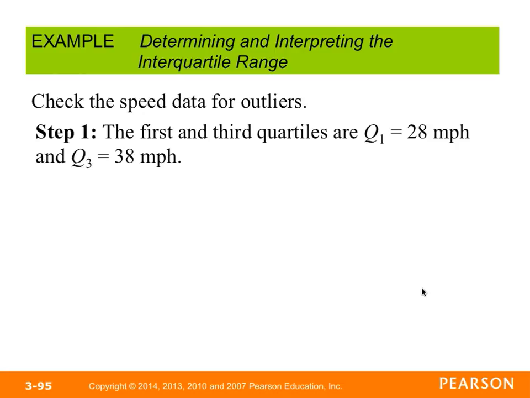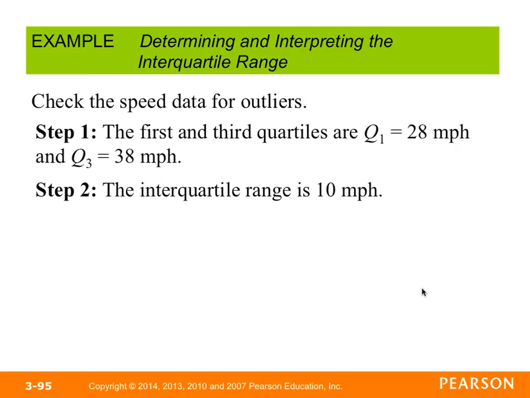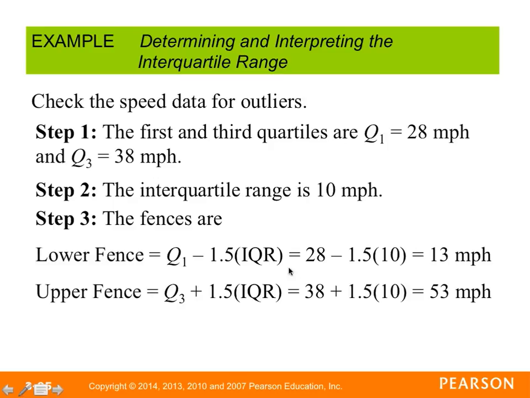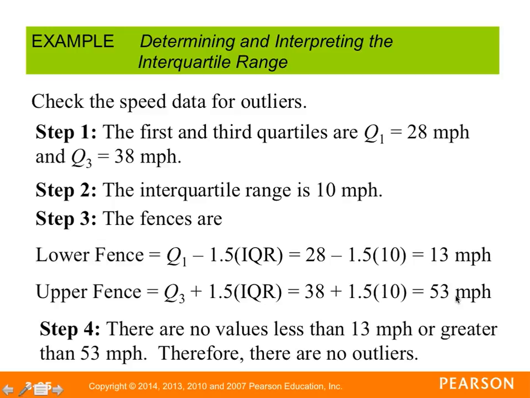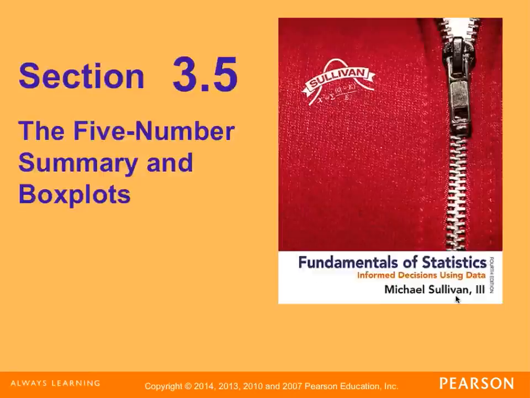The first quartile was 28 and the third was 38. The interquartile range was 10. So for the lower fence, we take our 28 and we subtract 1.5 times 10 and we get 13 miles per hour. For the upper fence, we take our 38 and we add 1.5 times 10, which was our interquartile range, and we get 53. So there aren't any values that are less than 13 or greater than 53, so there are not any outliers. And this is using our original data. This would certainly be different if we included our 100 mile per hour person.